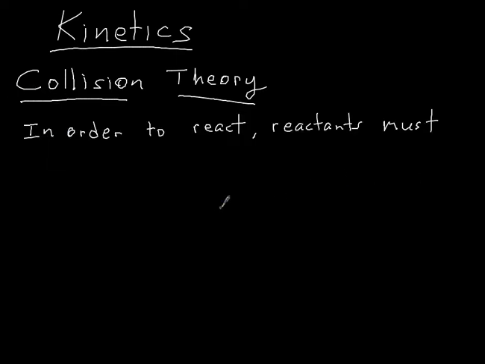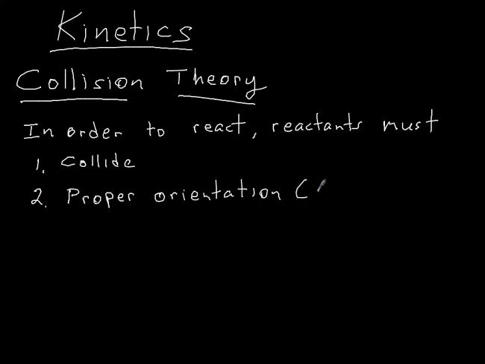And so, in order to react, reactants must first, and this seems oversimplified, but they first must collide. There must be a collision between two reactant particles in order for a chemical reaction to occur. They must come in contact with each other. They must also collide in the proper orientation or geometry. Not every reactant particle colliding with another reactant particle collides in the proper orientation. They must collide in the proper orientation.